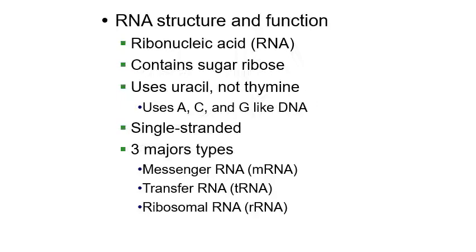RNA is usually single-stranded. So instead of having that double helix structure, we just have a single helix in most RNA molecules. And there are lots of types of RNA, but we're going to be focused on learning the three major types, which are messenger RNA, which is sometimes just called mRNA, transfer RNA or tRNA, and then ribosomal RNA, which is rRNA.